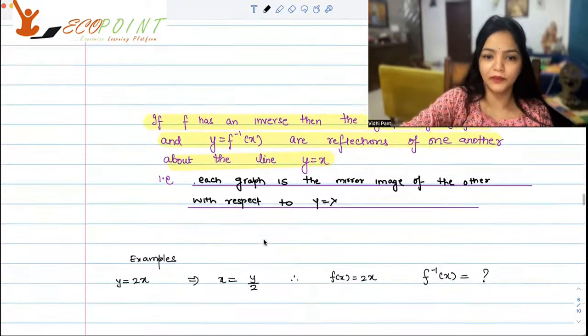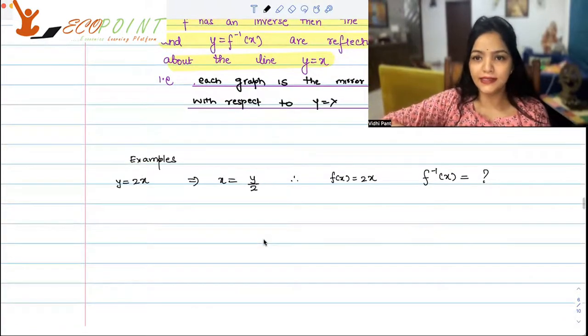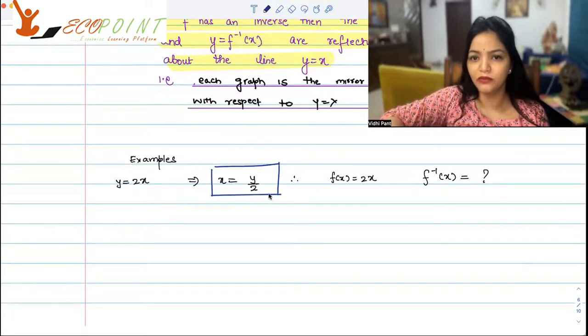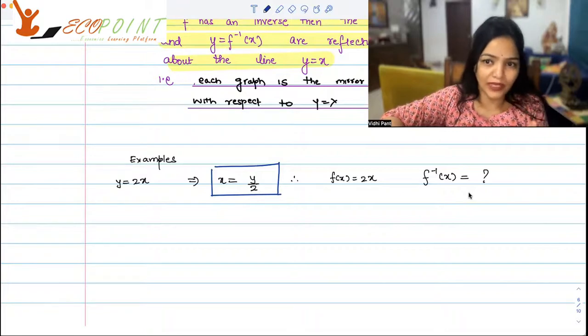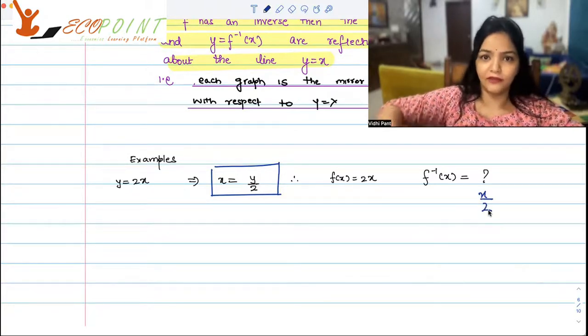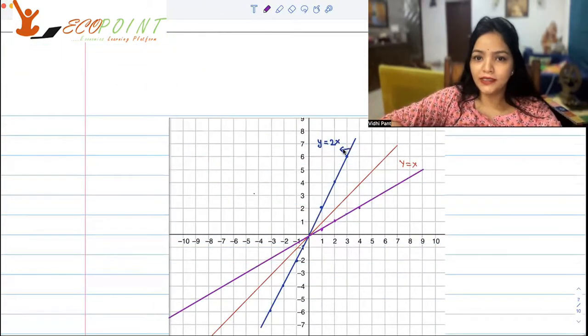Let's take an example here. Suppose y is equal to 2x. Then first of all, x is equal to y by 2. So the invertible relation is that if y is equal to 2x, then x is equal to y by 2. In other words, we can just say that f(x) is equal to 2x and f inverse(x) is nothing but x by 2. Okay, let's graph it.